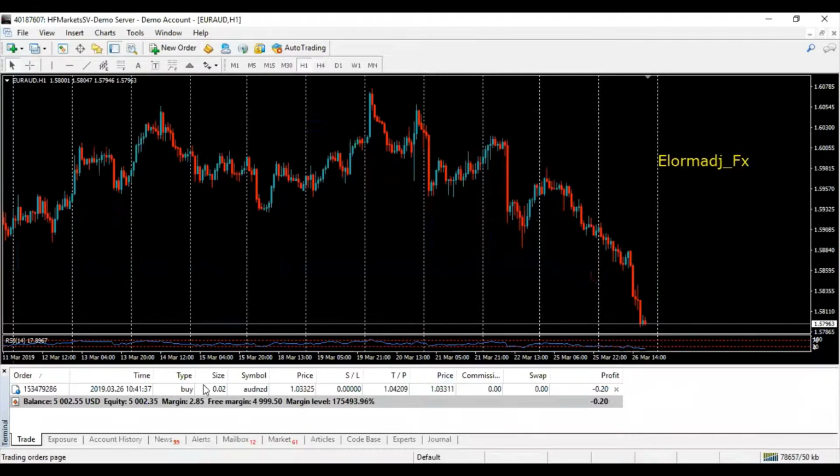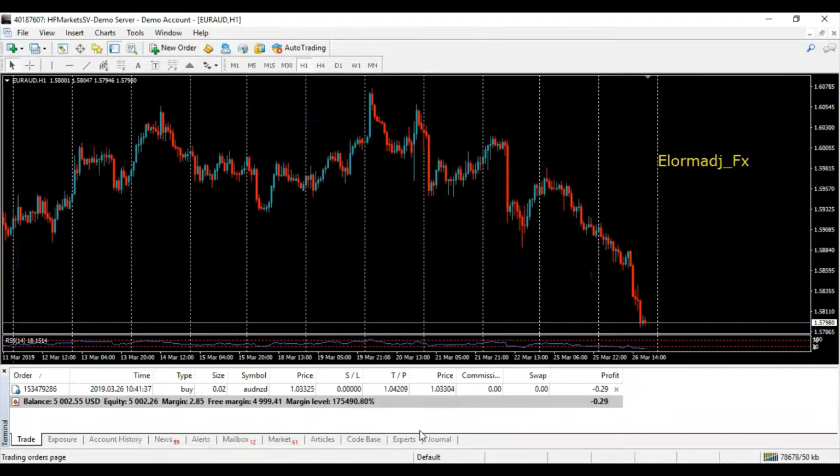The terminal is where you display your running account. It also displays the trade, the account history, the news, the alerts, the market, the articles, the code base, and the news. So guys, this is what the terminal is all about.